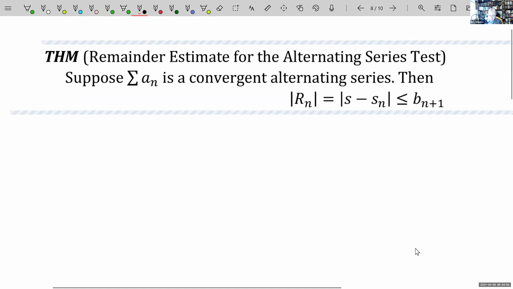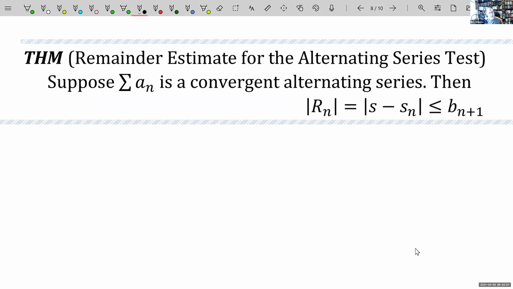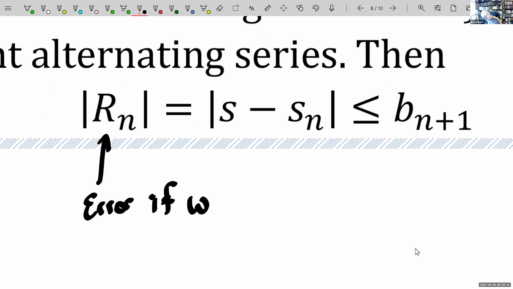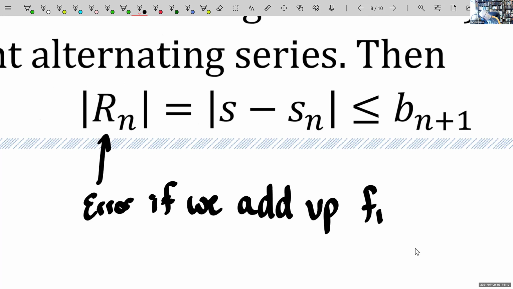Remember that every test we've had has a remainder estimate theorem. The remainder estimate theorem for the alternating series test is super simple. What is the error had you only added up the first n terms? So what is that error, or what's a bound for the error is really what the question is.